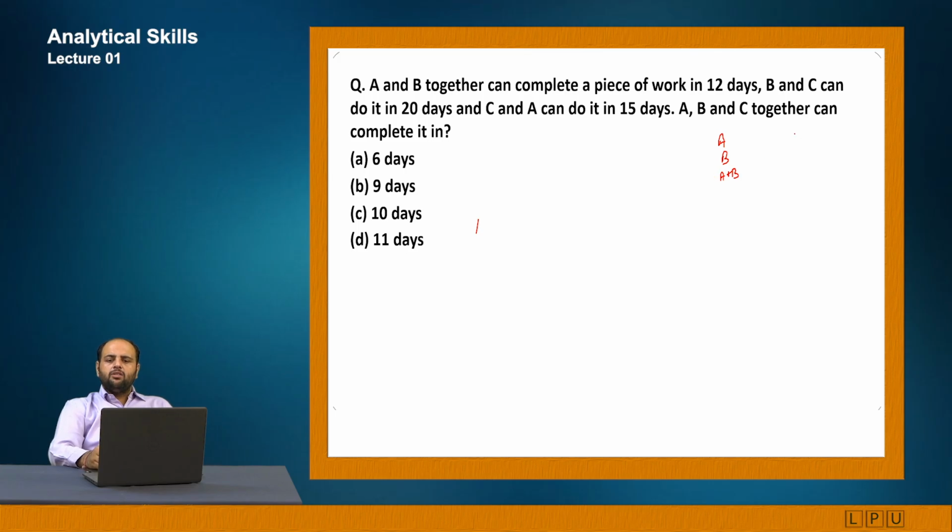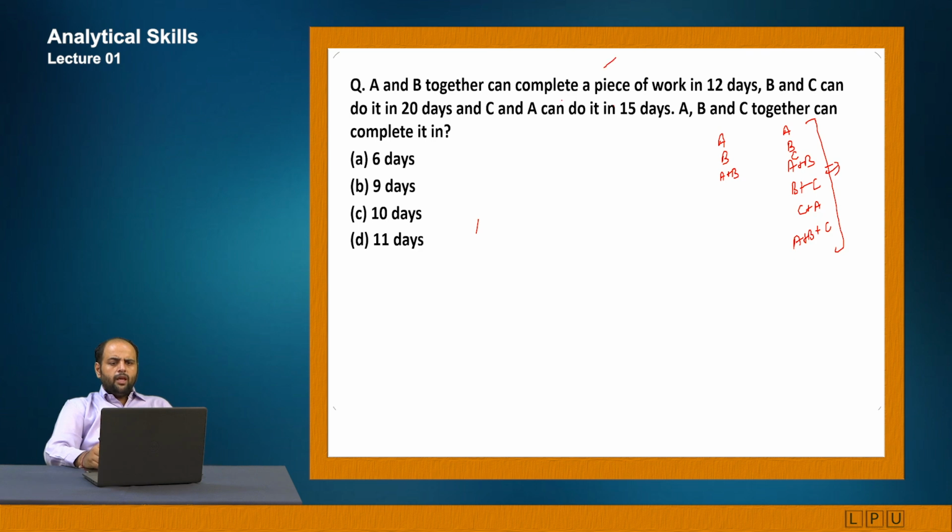Similarly, if there are 3 persons, then what will be the possibilities? A, B, A plus B, and C also, then A plus B, B plus C, C plus A, and then A plus B plus C. So if 3 persons are there, there will be a total of 7 possibilities. Out of these 7, any 3 can be given. Okay. Now we will discuss how these questions will be solved.